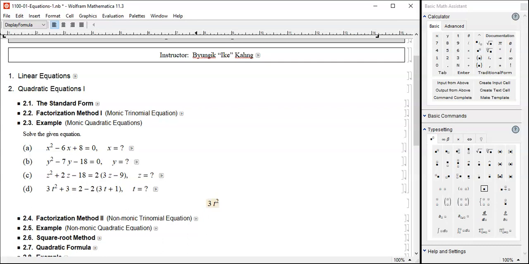3t squared plus 3 equals 2 minus, oh, how do we break this one up? Negative 2 times 3t, what is it? 6t. And then distribute. Does it look okay? No, not okay. I made a rather typical mistake. Negative 2 distributed to 3, okay. Negative 2 distributed to positive 1, we need another sign change there.